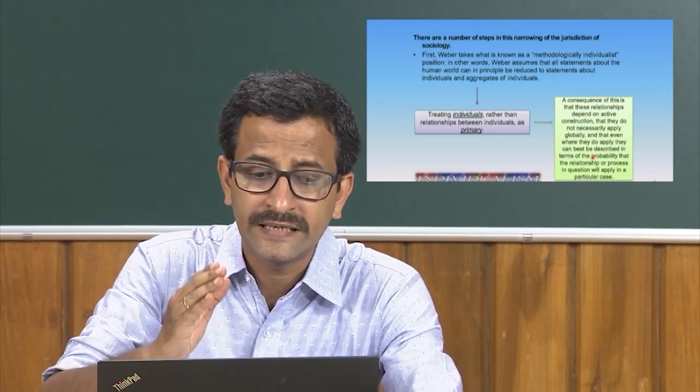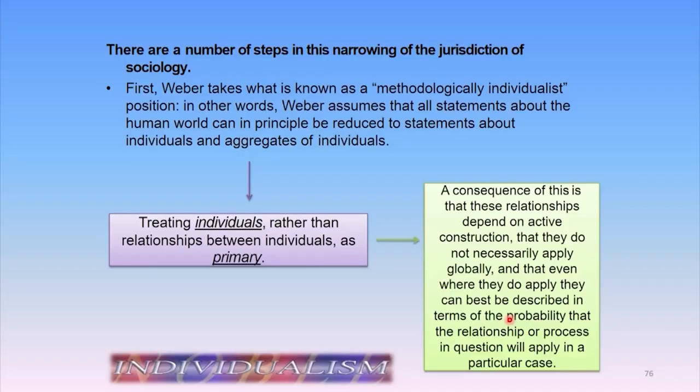For Weber, individuals are primary, not the relationships between individuals. For Marx, an individual is not very important. Rather, the relationships that individuals forge in society assume greater significance for Marx. But Weber treats individuals rather than relationships between individuals as primary. For Weber, relationships between individuals are not as important as individuals themselves.